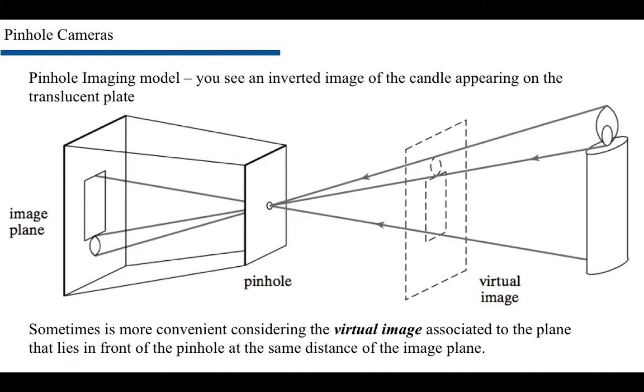And sometimes, when talking about cameras, it's more convenient to consider the virtual image. We're talking about planes. We consider an image plane, this is the real plane, the actual plane where the image is being projected, and in our case with digital cameras, it would be the sensor, the CCD plane. But for convenience, we sometimes talk about the virtual image plane, where the image is not inverted at all. It is, of course, in front of the pinhole at the same distance as the image plane. This is what we call the virtual image plane.